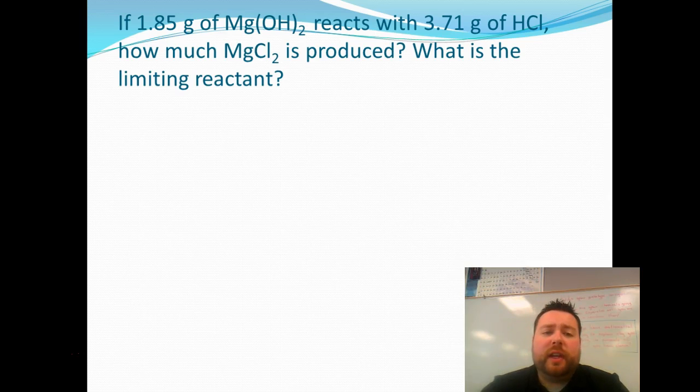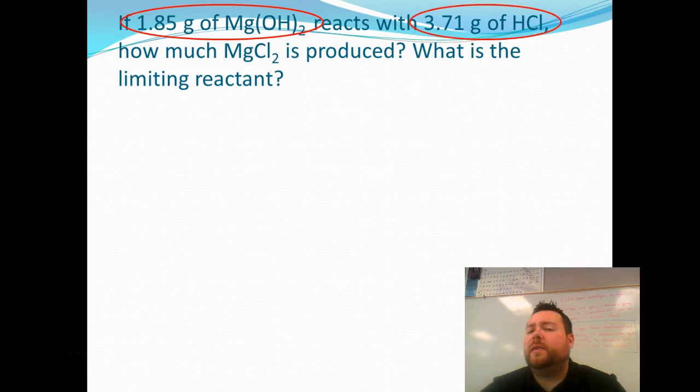Looking at the beginning of this problem, if 1.85 grams of magnesium hydroxide reacts with 3.71 grams of hydrochloric acid, it's a pretty good guess that those two numbers are going to be important for us. In fact, they are, because those are our reactants. So I'm going to circle those two. We're going to use the 1.85 grams of magnesium hydroxide and the 3.71 grams of hydrochloric acid. That's what we know.